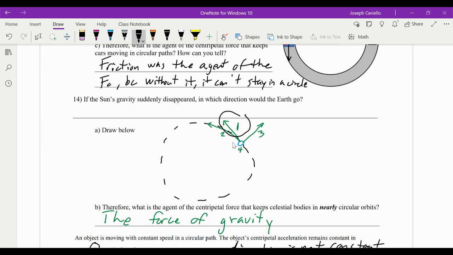Therefore, what is the agent of the centripetal force that keeps all celestial bodies in nearly circular orbits? It's the force of gravity. Without gravity, objects don't move in circles in space, roughly circles.